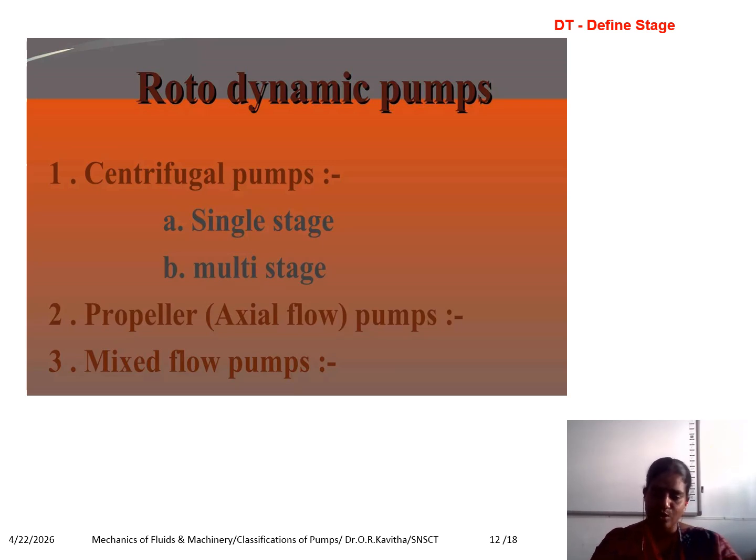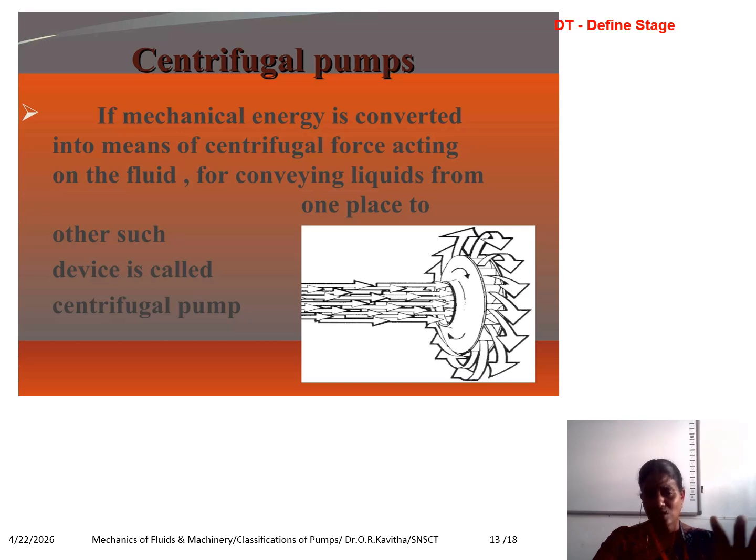So mostly we are using this centrifugal pump for domestic purposes, and also for industrial purposes. Mainly for domestic purposes we are using the single stage, and for industrial purposes we are using the multi-stage. The next type of rotodynamic pump is a propeller or axial flow pump. The third type is the mixed flow pump. So now we will see the centrifugal pumps.